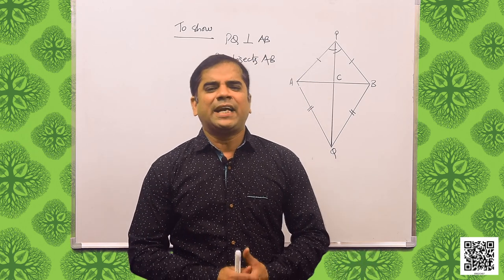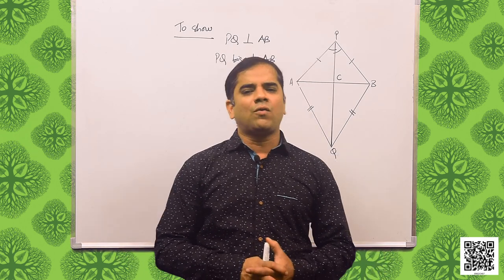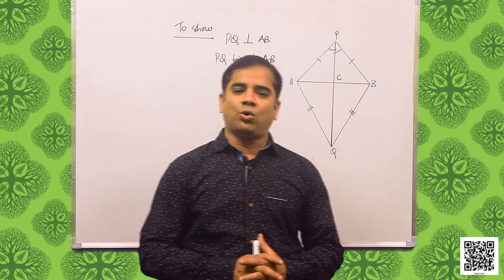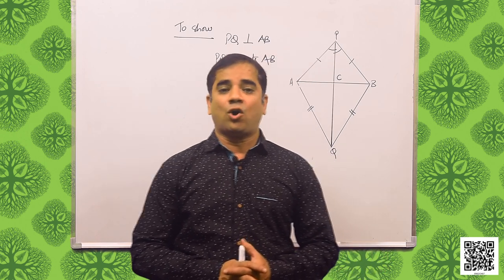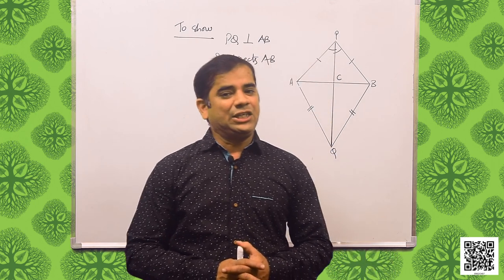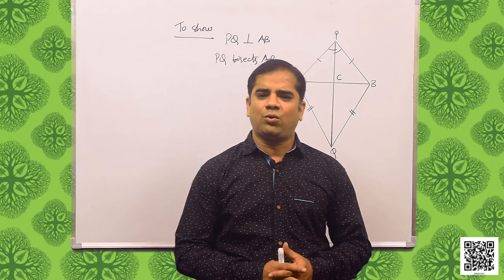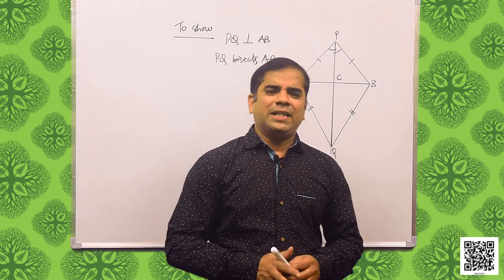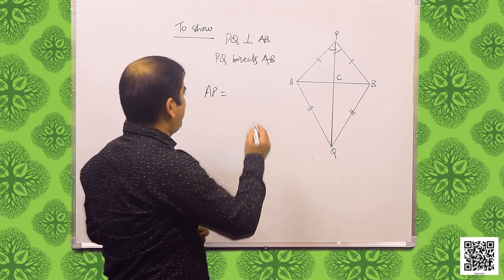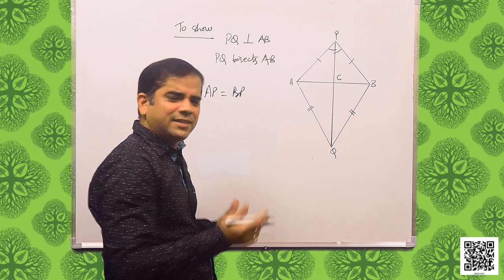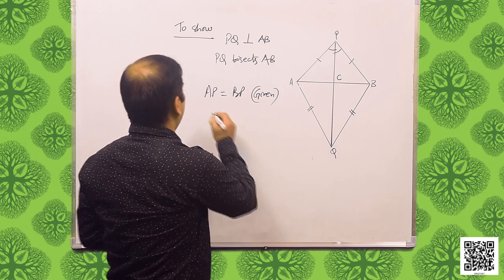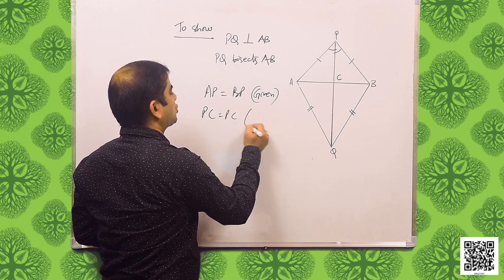So students, we can note that without showing the congruence of triangle PAQ and triangle PBQ, you cannot show that triangle PAC is congruent to triangle PBC, even though AP is equal to BP, PC is equal to PC, and angle PAC is equal to angle PBC. So in this case, what is happening? Let us see. AP is equal to BP. It is given. Then PC is equal to PC. It is common.